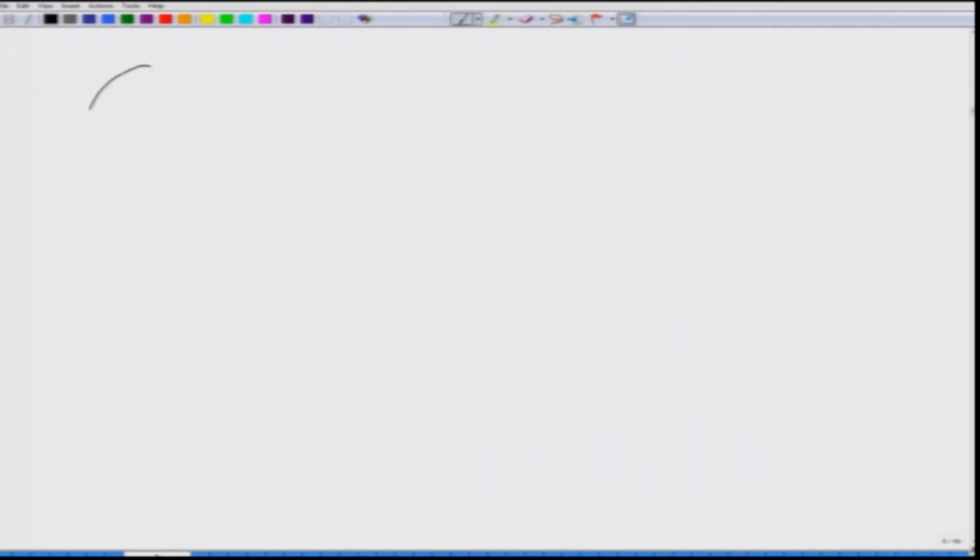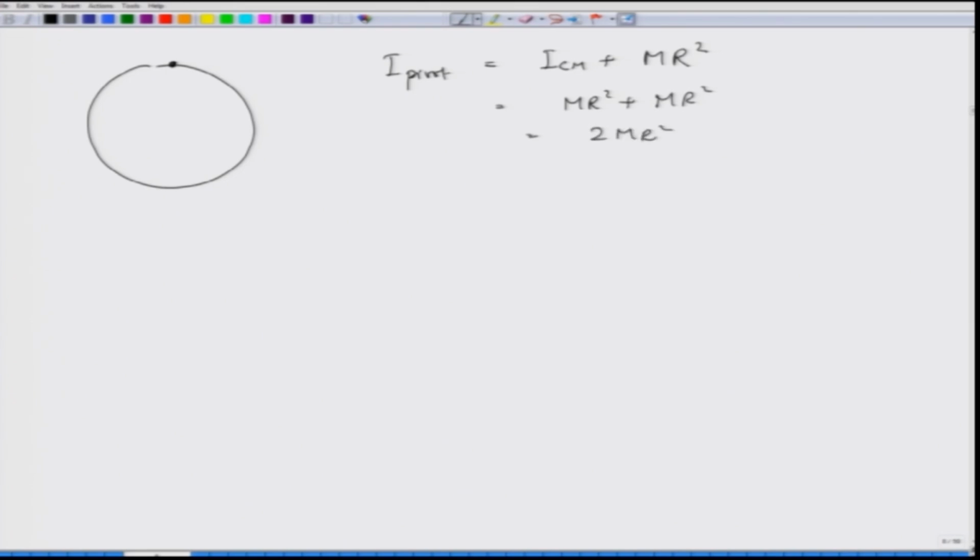Now, for this hoop, I is going to be about this point. So, I about the pivot, which is given here, is going to be I cm plus m r square, which is going to be m r square plus m r square, which is 2 m r square.